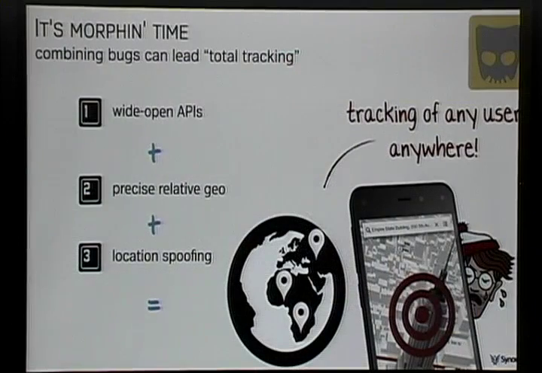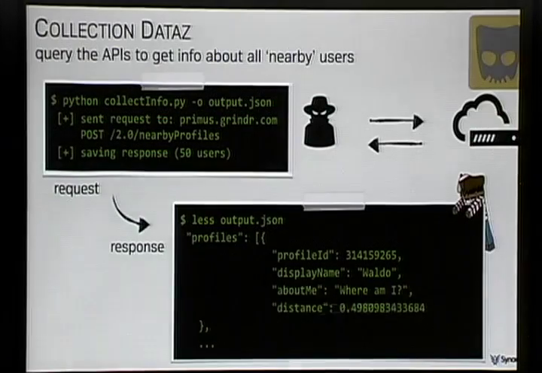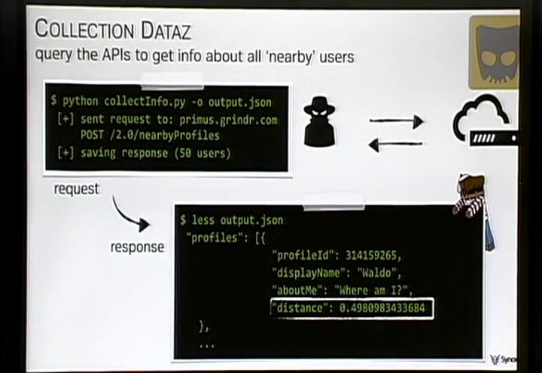So based on these bugs we found, we theorized that we should be able to track any user at any given time. The APIs are wide open, we had extremely precise geo information, and location spoofing was trivial. So how does our framework do it? First, we need to engineer the data gathering component that interfaces with the API. Based on location, we can download and parse specific data from nearby users. We're specifically interested in the distance parameter shown.